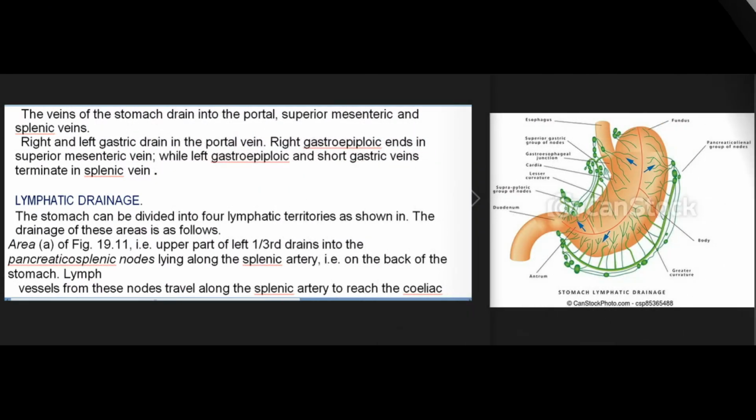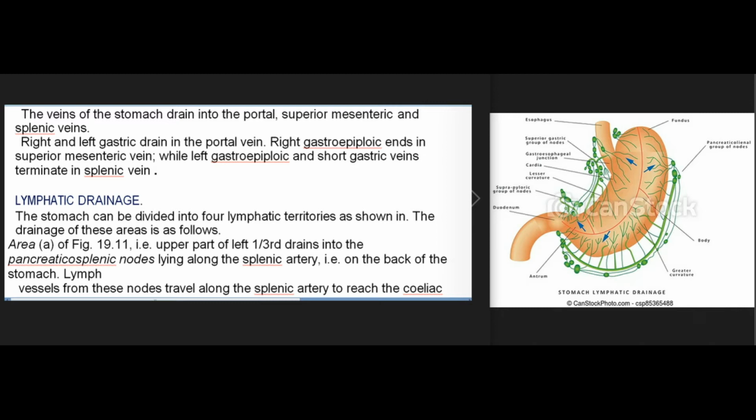The veins of the stomach drain into the portal, superior mesenteric and splenic veins. Right and left gastric veins drain into the portal vein. Right gastroepiploic ends in the superior mesenteric vein, while left gastroepiploic and short gastric veins terminate in the splenic vein.